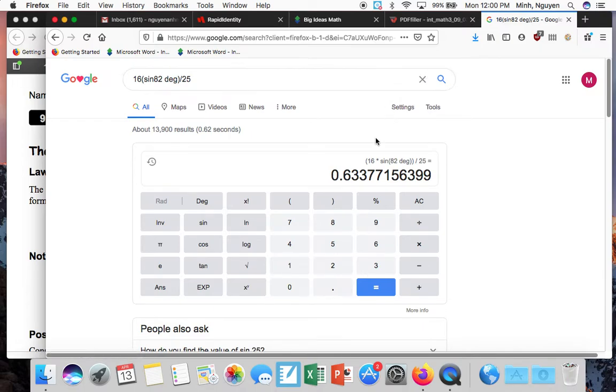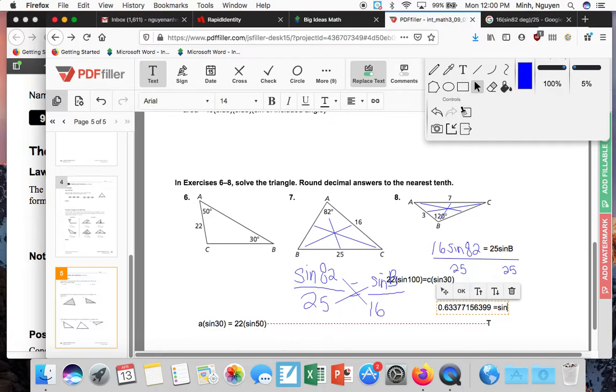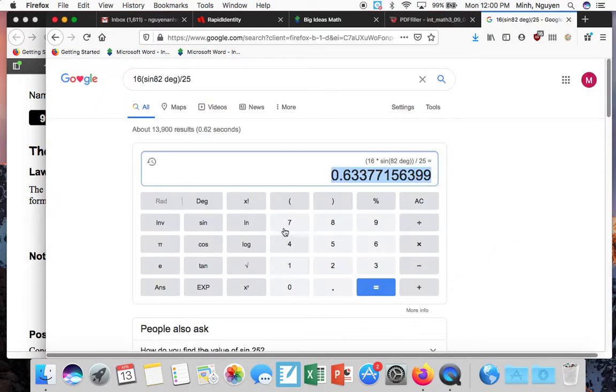And I've got 0.63377. So I'm actually just going to want to copy and paste this. We want to be as accurate as possible. And this is not the answer yet. It equals sine B. So we know the sine ratio, but we don't know the angle. And so this is some more calculator work. This is a skill you learned, or you should have at least gone over last year, but if not, no biggie.